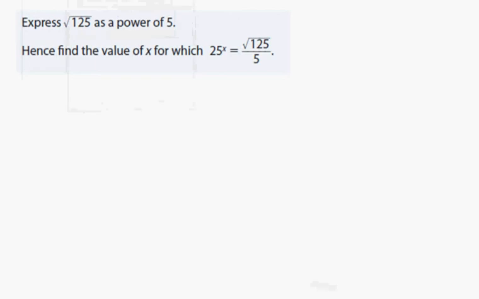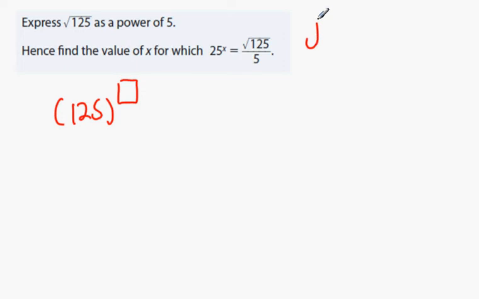This is going to be chapter 15 revision. This revision is going to be purely about indices, okay? So, we have a square root of 125. Now, there's something you need to know about the square root sign. It means to the power of something. What is that number? Does anybody know?